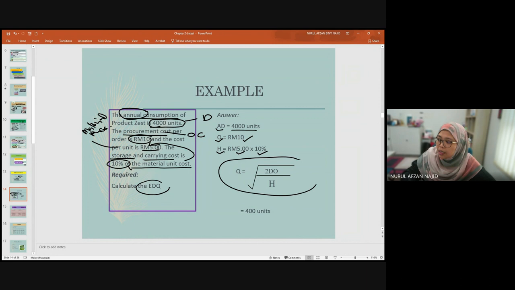Cuba masukkan dalam calculator. You dapat tak 400 unit? Calculator, masukkan dalam calculator. Masukkan all the figure dalam formula. Dapat tak 400 unit? Did you get the number? Everyone, ya, walaupun you tak buka kamera, everyone try. Kalau tak, nanti you tak reti nak guna calculator. Dapat tak 400?